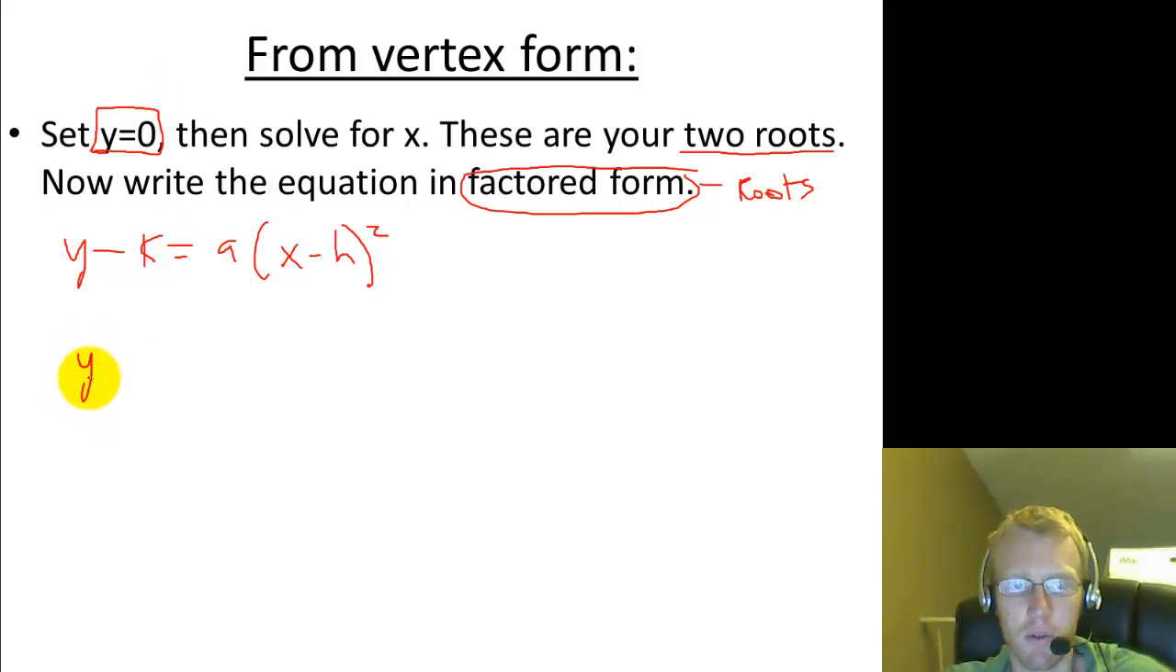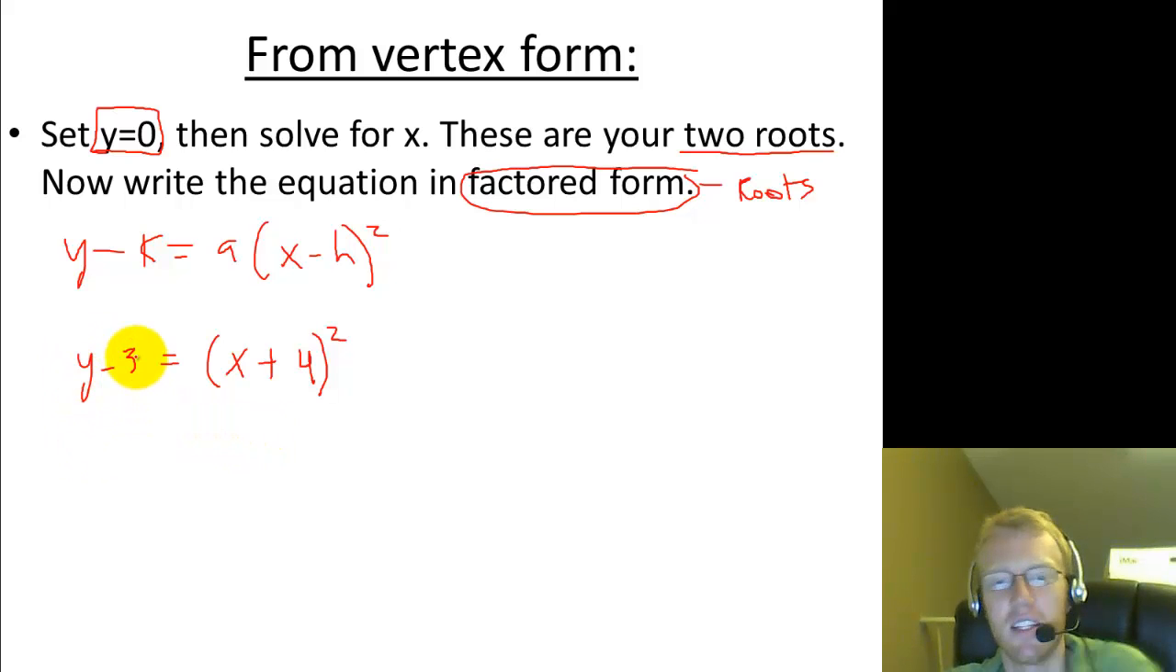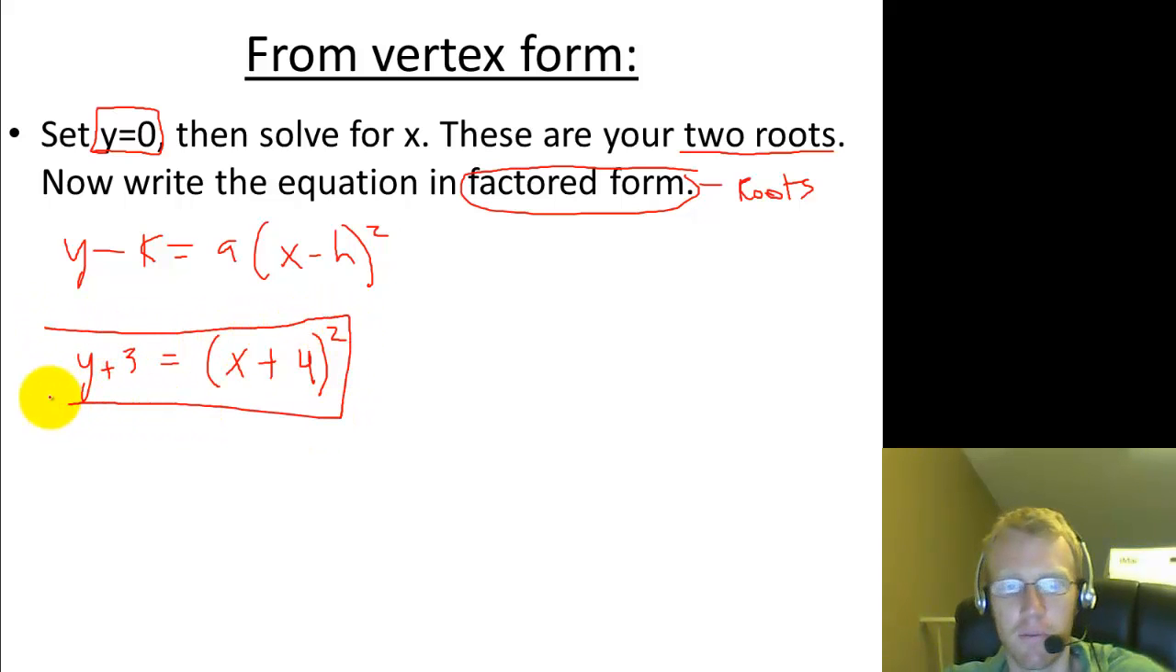So let's give an example. y minus 3 equals, let's say, 1 times (x plus 4) squared. So let's solve this. First we set y equal to 0. So we have, oh, I can't do that. Sorry. If I set y equal to 0, this will be negative 3, and when I take the square root, it won't work. So let me go plus. Okay, so say that's our starting off problem.